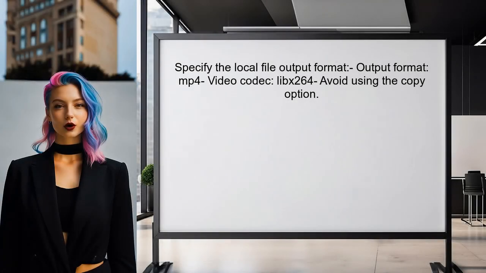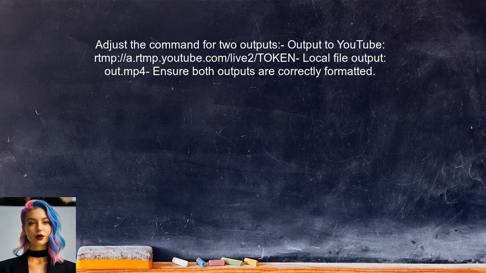For the local file output, the user should specify the output format as MP4 and ensure that the video codec is set to libx264 without using the copy option. Finally, the user should adjust the command to include two output specifications, one for the YouTube stream and another for the local MP4 file, ensuring they are both correctly formatted.